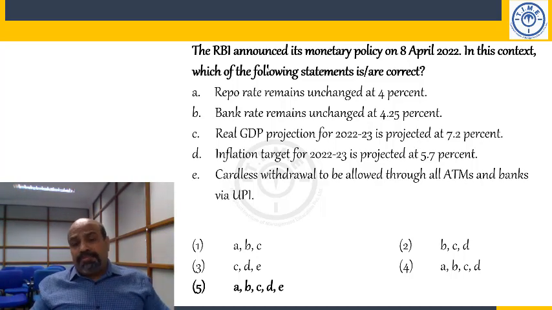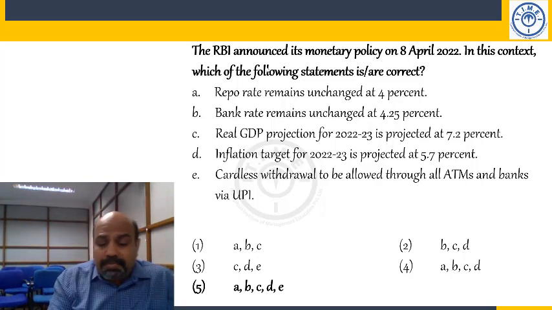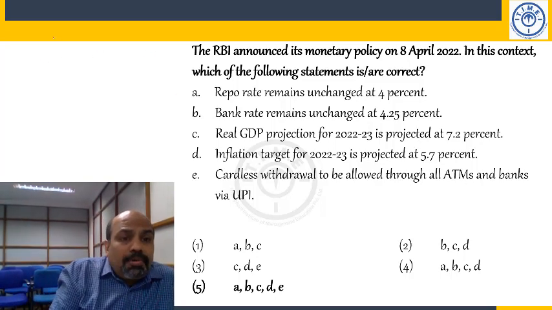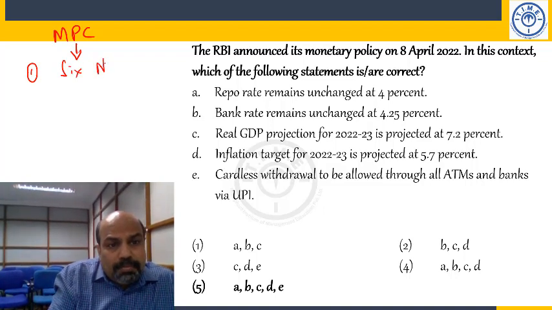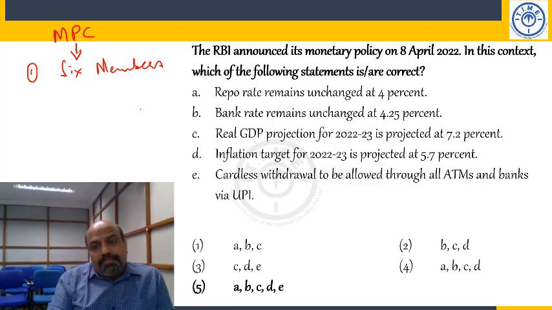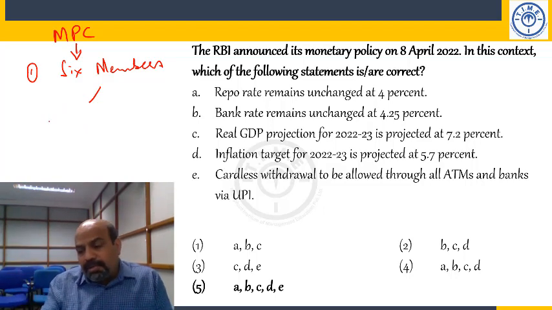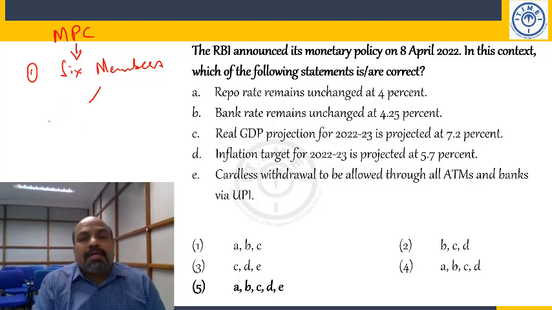Before all of these, I would want you to write the names of the members of the Monetary Policy Committee (MPC). Please write the names. You could write, one, 6 members. So please write the names. One, Shaktikanta Das. Shaktikanta Das, as you know, he's the governor of the RBI.